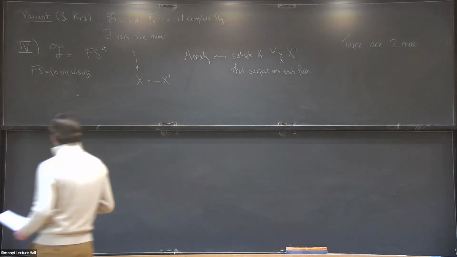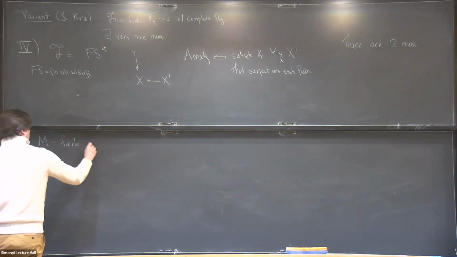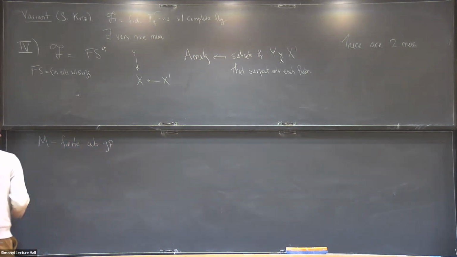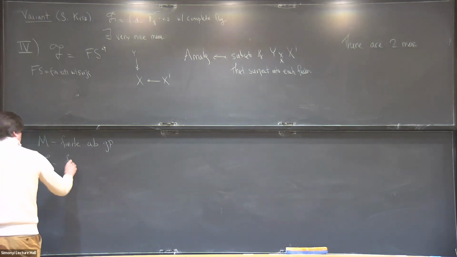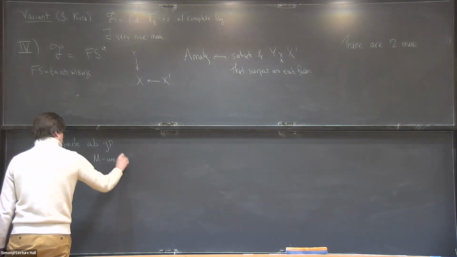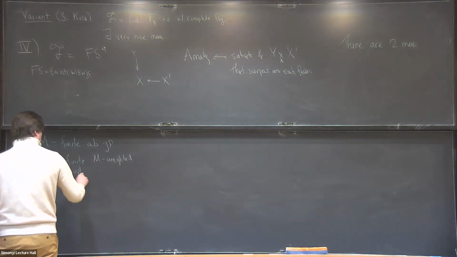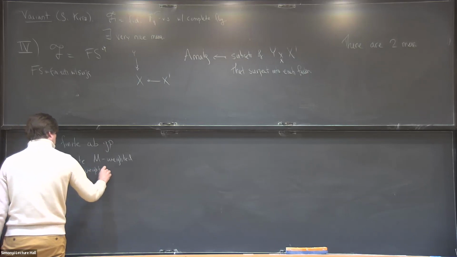Let's fix a finite abelian group now. And now we're going to take F to be sort of the same thing. It's going to be finite sets and surjections, but we're going to put an M weighting on our set. So these are finite M weighted sets with kind of weight preserving surjections.